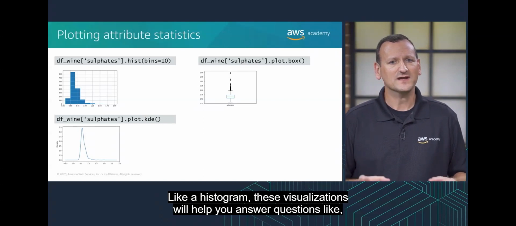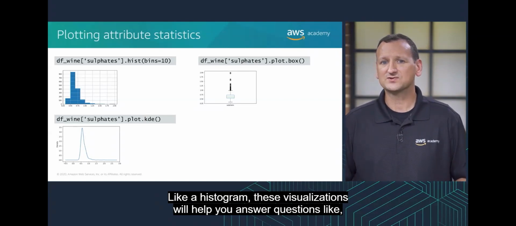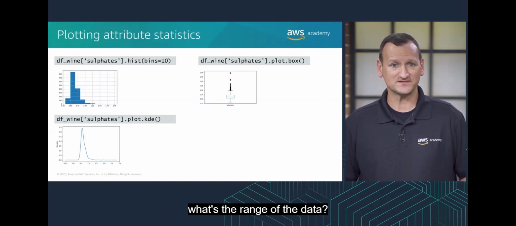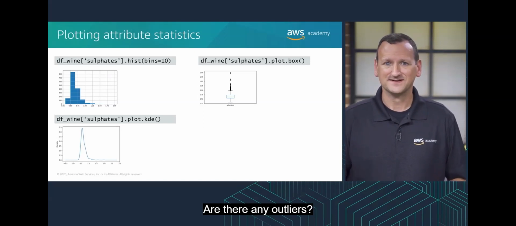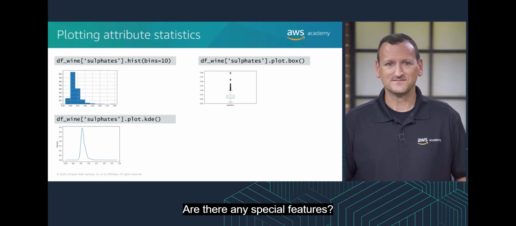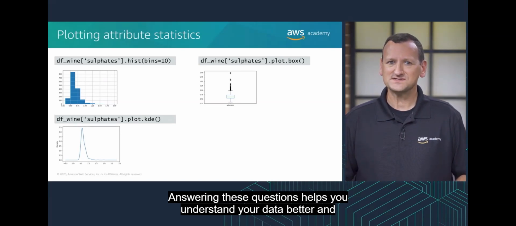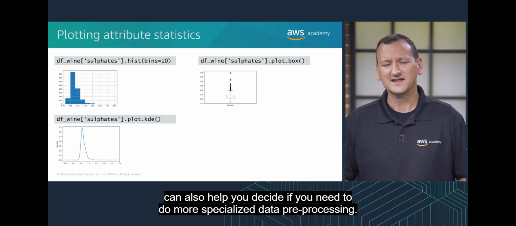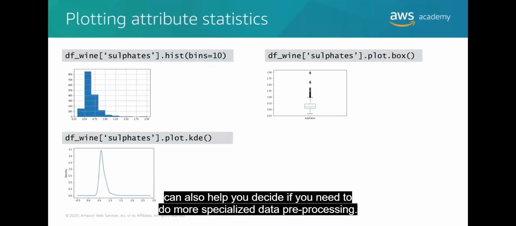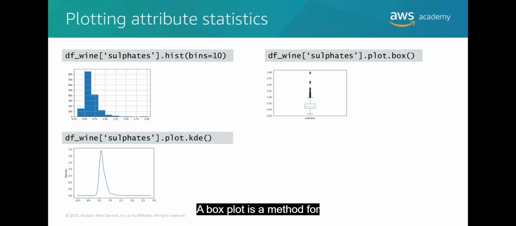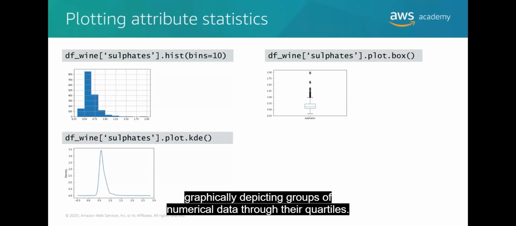Like a histogram, these visualizations will help you answer questions like, what's the range of the data? The peak of the data? Are there any outliers? Are there any special features? Answering these questions helps you understand your data better and can also help you decide if you need to do more specialized data preprocessing. A box plot is a method for graphically depicting groups of numerical data through their quartiles.